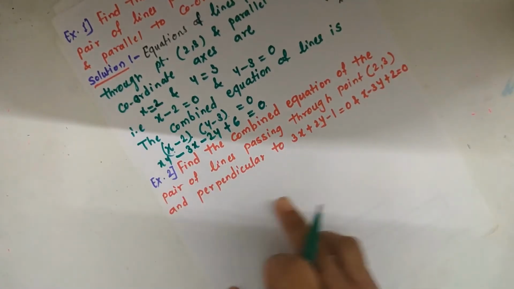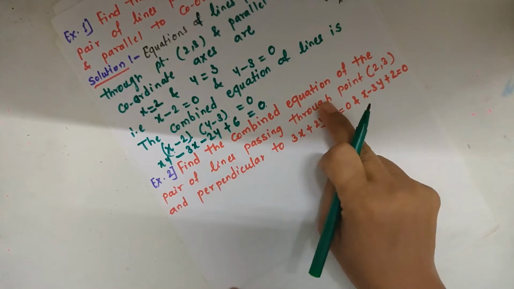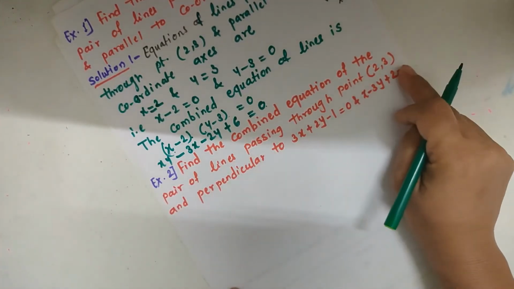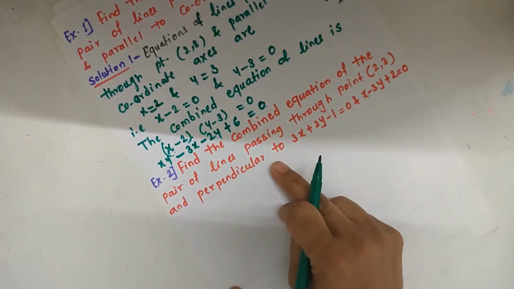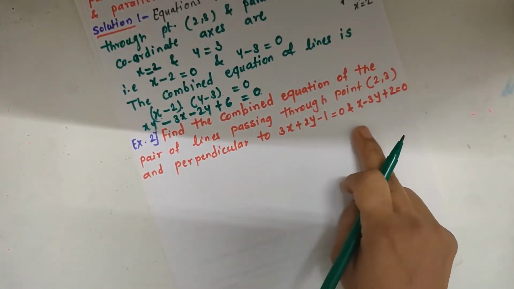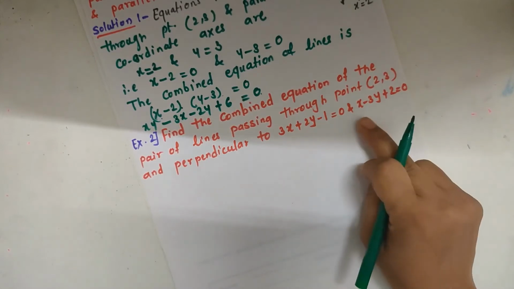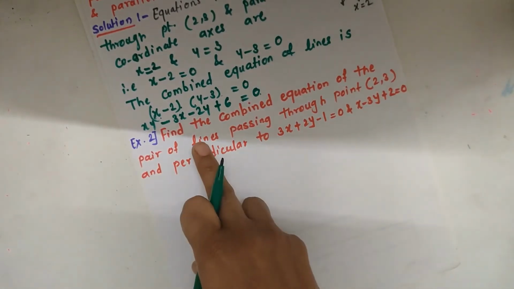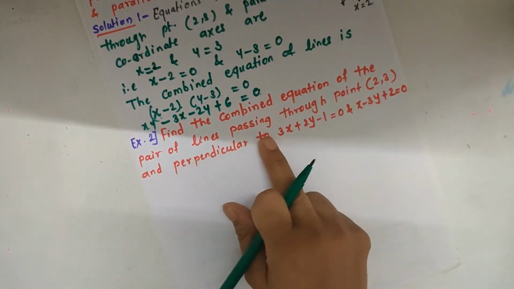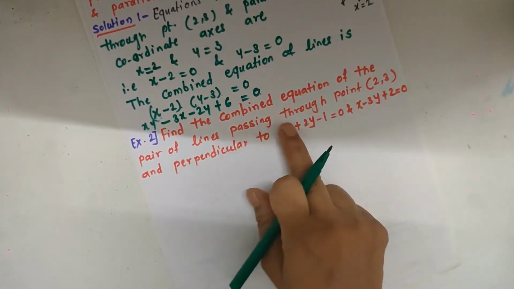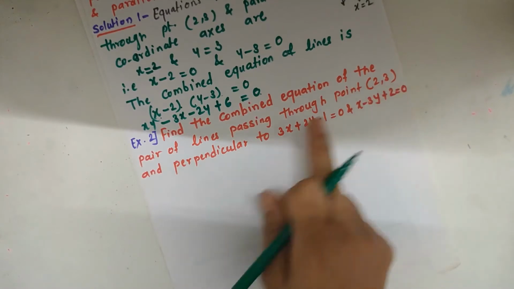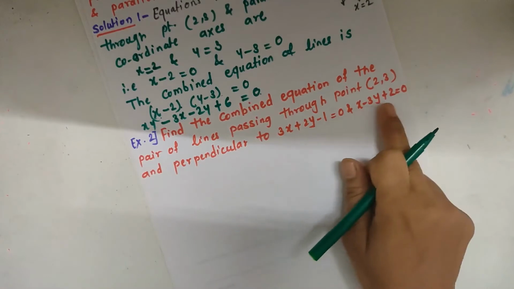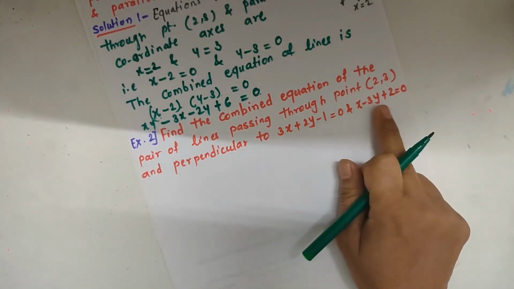Now the second example is: find the combined equation of the pair of lines passing through the point 2, 3 and perpendicular to 3x plus 2y minus 1 is equal to 0 and x minus 3y plus 2 is equal to 0. Now here we also have to calculate the combined equation of a pair of lines, and these lines are passing through the point 2, 3 and are perpendicular to these two lines.